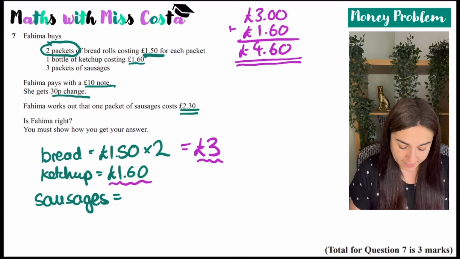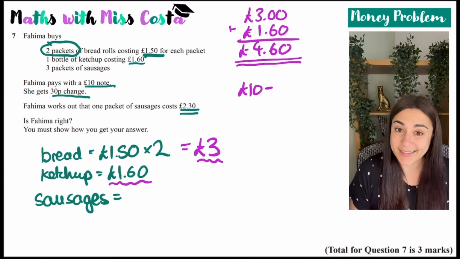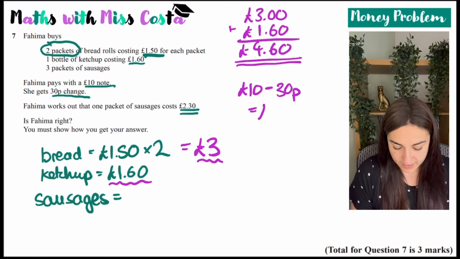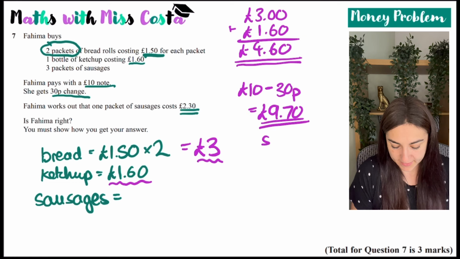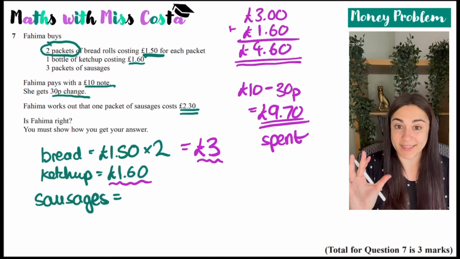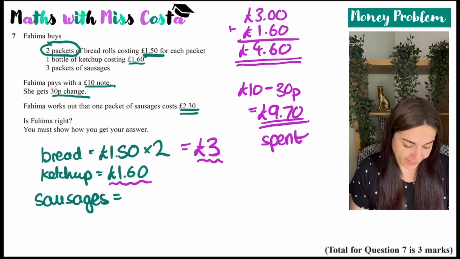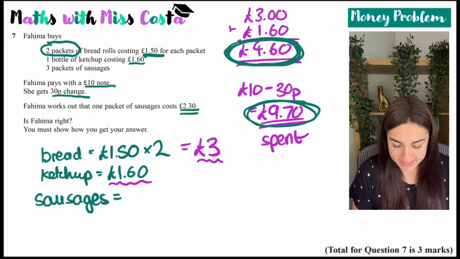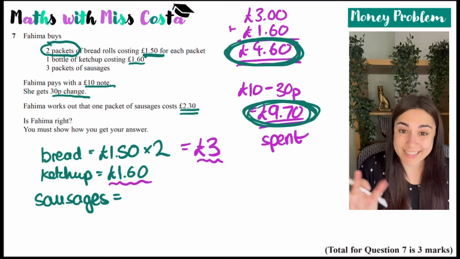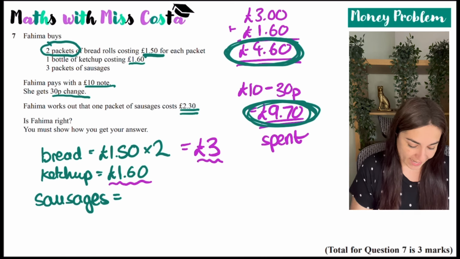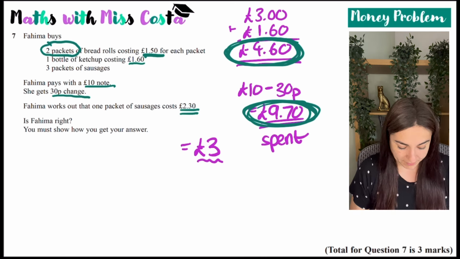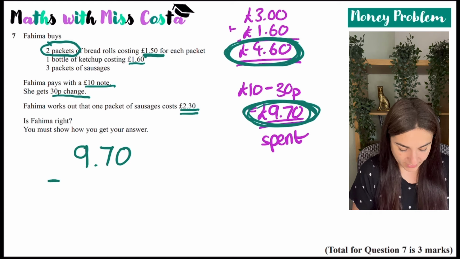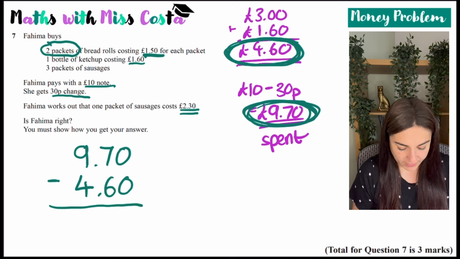Now she pays with a £10 note and she gets 30 pence back. So in total, she has spent £9.70. Okay, so she spent £9.70 in total, and the cost of her ketchup and bread rolls is £4.60. So we know that if she spent £9.70 in total, we could figure out what the difference is between how much she spent in total and what she's already spent on bread and ketchup. So if we do £9.70, take away £4.60, we can figure out what the difference is.